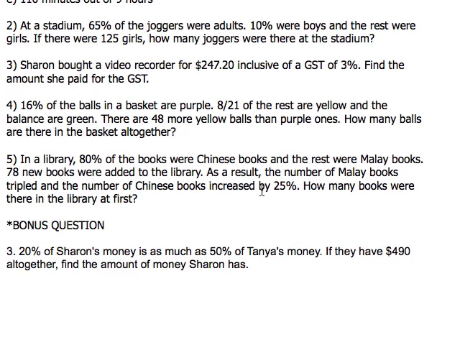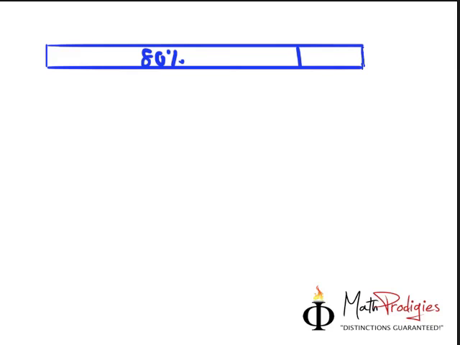Okay, the question says that after that, 78 new books were added, and as a result, the number of Malay books tripled, and the number of Chinese books increased by 25%. So if 80% is Chinese books, that would make 20% Malay books, because 100 parts minus 80 gives you 20 parts.